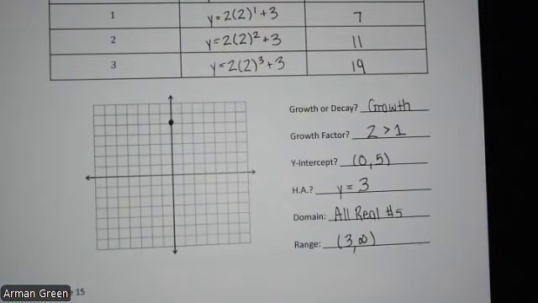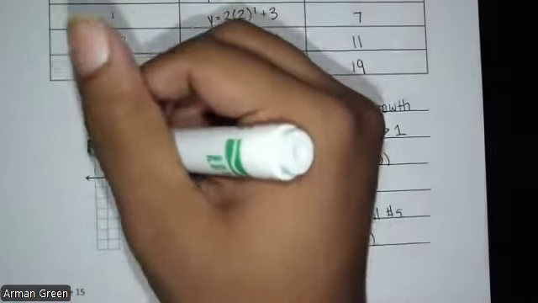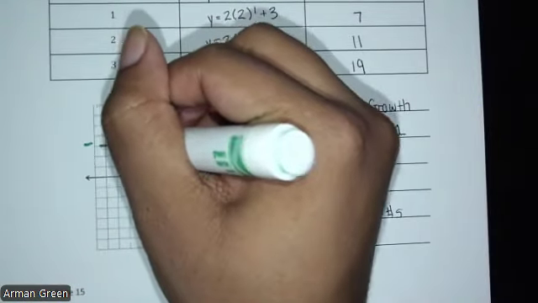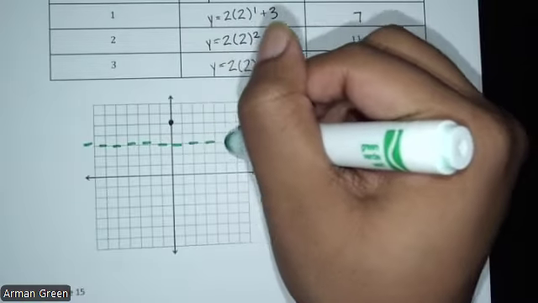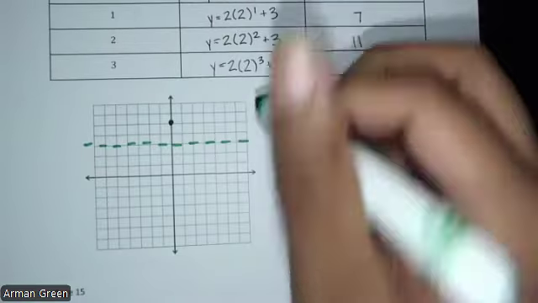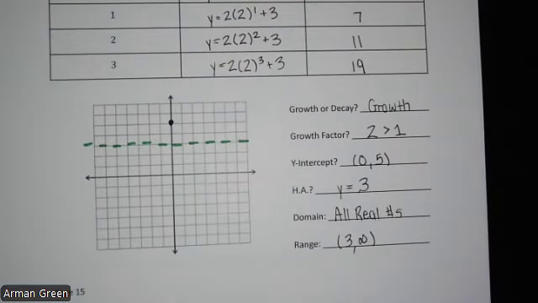Then we have our horizontal asymptote, which is located at 3. So I'm going to draw a dotted line at 3 here. And again, this represents our do not cross barrier. So our graph is never going to go past this point or past this line.